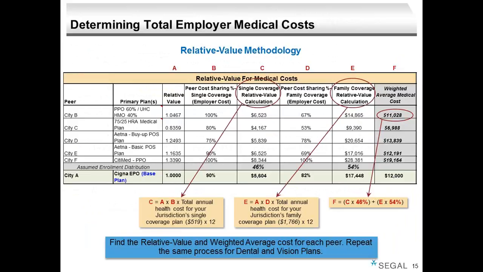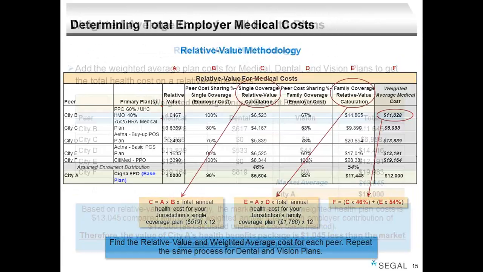Column F is really the weighting of columns C and column E. So remember, 46% of our employees were in single coverage, 54% were in family coverage. So we weight those relative value adjusted numbers in that fashion. We do that for each of the peer cities, and we come up with those calculations.